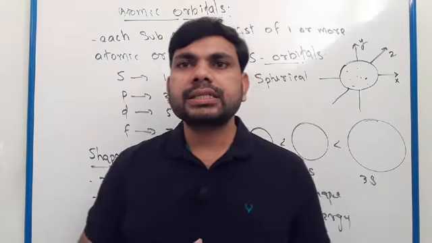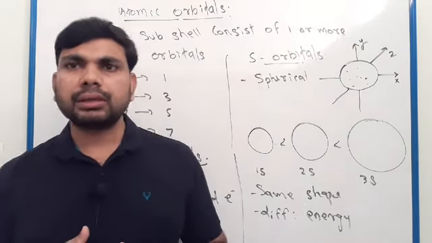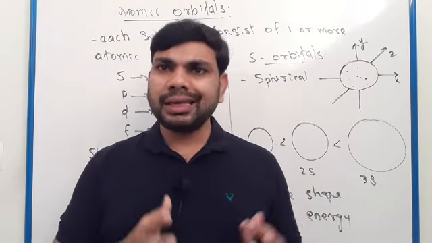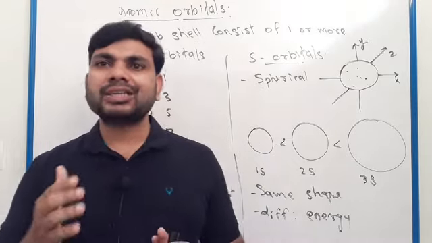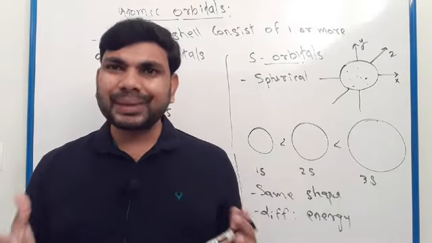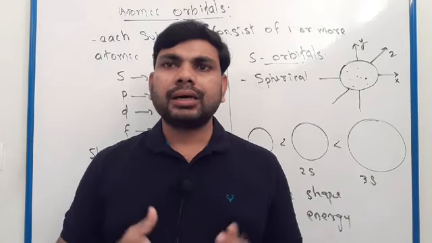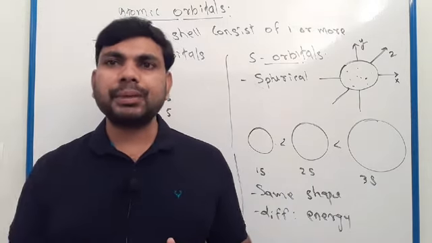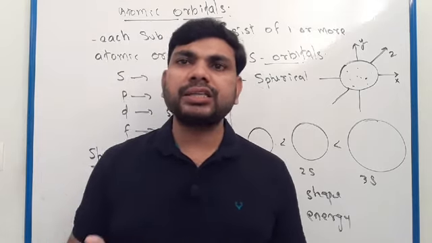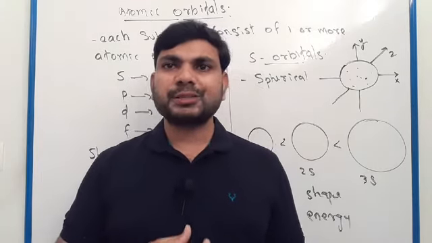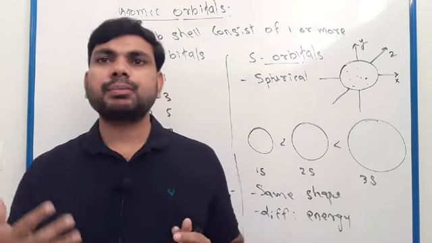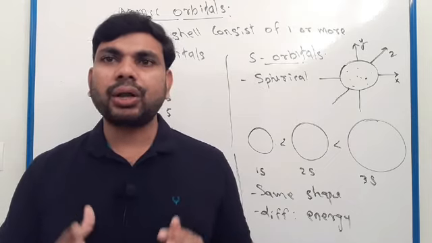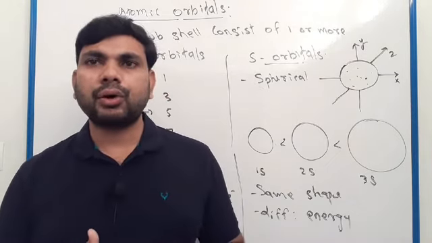We already discussed the principal quantum shell. Principal quantum shells consist of subshells. Each subshell consists of atomic orbitals. Orbital means a space around the nucleus where there is more probability to find an electron. Such a space is called an orbital or atomic orbital.